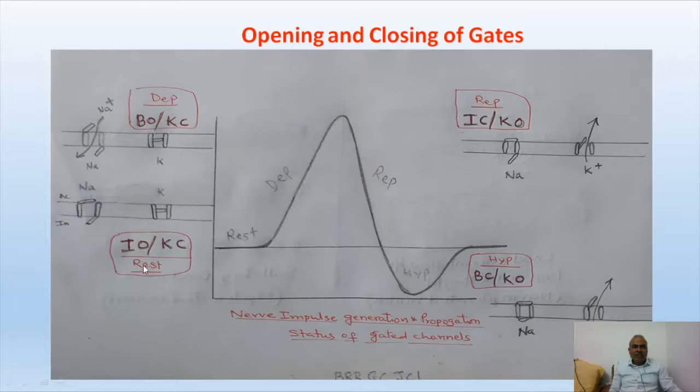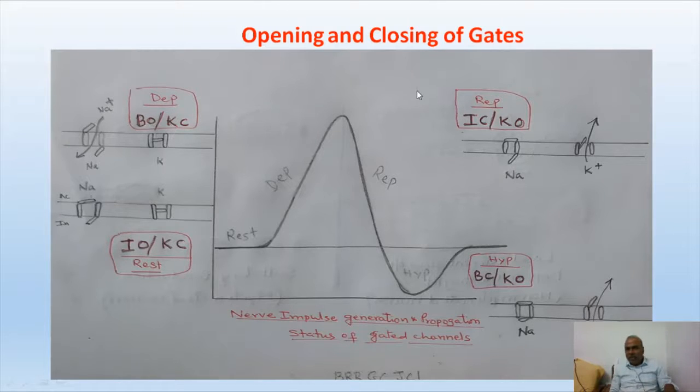For easy understanding, I explain to my students in a different way. For resting potential, I say IOKC. IO means the inactivation gate of sodium is open, potassium channel is closed. When I say the inactivation gate is open, you have to understand the activation gate is closed. At resting condition, only the inactivation gate of sodium is open, potassium is closed. And at depolarization, what gates are open? Both open, BO and KC: activation and inactivation gates both open, and potassium is closed.